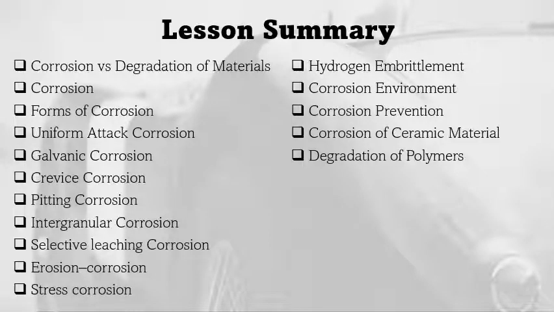As a summary, we were able to discuss the corrosion and degradation of materials: the term corrosion, the different forms of corrosion, hydrogen embrittlement, the different corrosion environments, the different corrosion prevention techniques, the corrosion of ceramic materials, and the degradation of polymers.